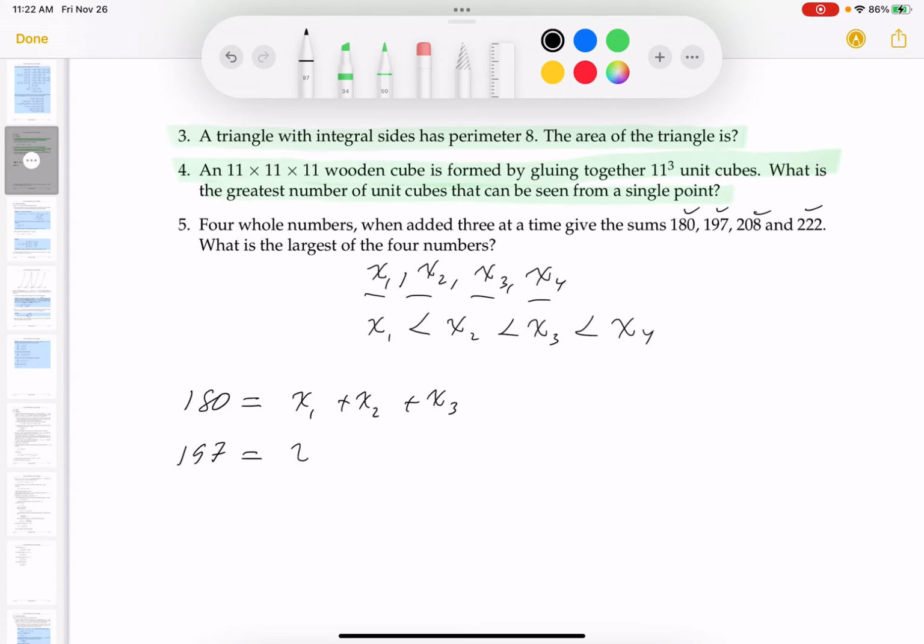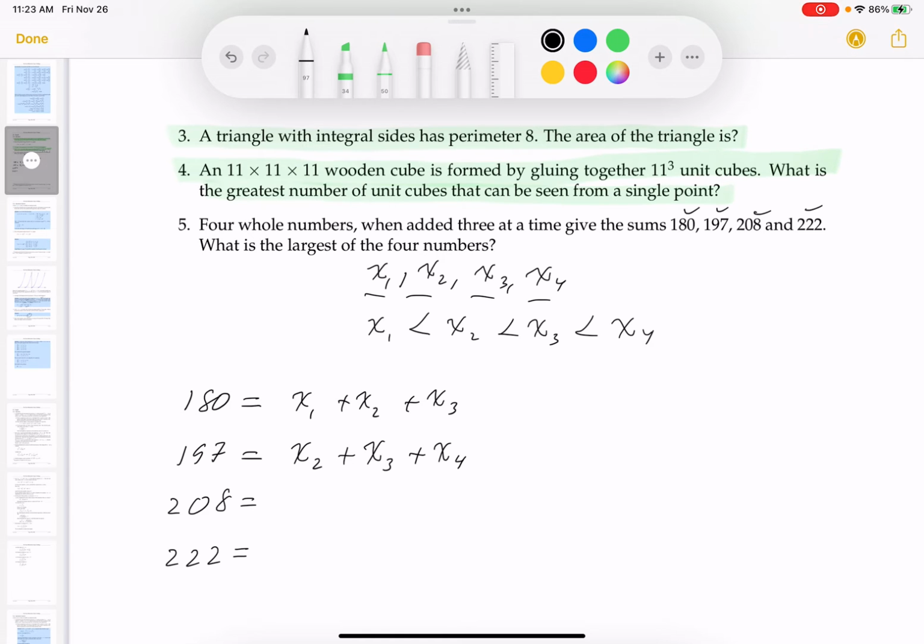And then 197 is larger, right? I'm going to say x2 plus x3 plus x4. Let's take a look. And 208 now. All right, put this one down, 208. This is where things get really kind of sticky for me. Let me put down the 222, though. x2, x3, x4.